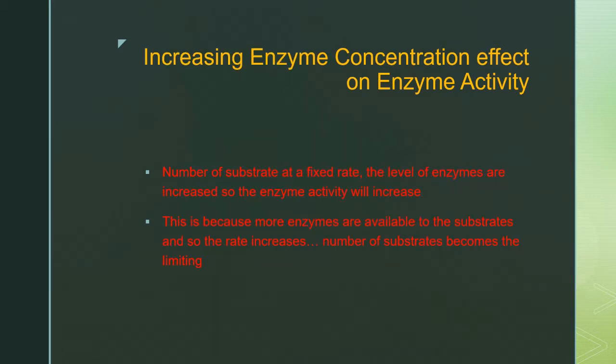Now if we swap it about and increase the enzyme concentration. So if you keep the substrate at a fixed rate but increase the level of enzymes, then enzyme activity will also increase. This is because enzymes are available to the substrates, and so the rate increases. But this time the number of substrates becomes the limiting factor. So basically there will be too many enzymes for the substrates.